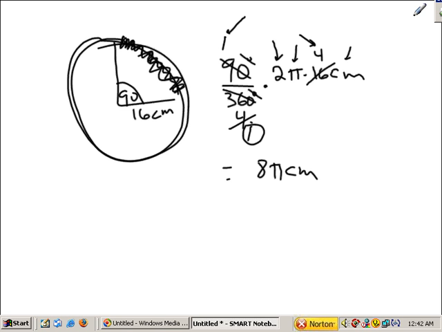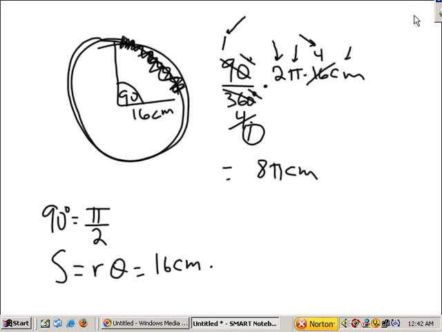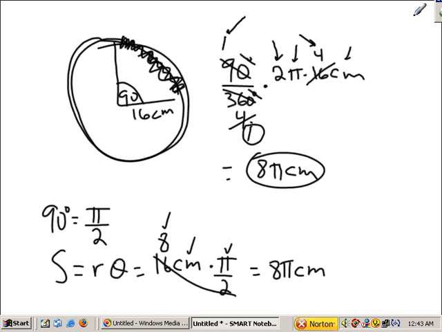You could say that 90 degrees is 180 degrees over 2. And then S is equal to R theta. R is 16 centimeters. The angle theta is pi over 2. 2 goes into 16 8 times. 8 times pi is 8 pi centimeters. Same answer.